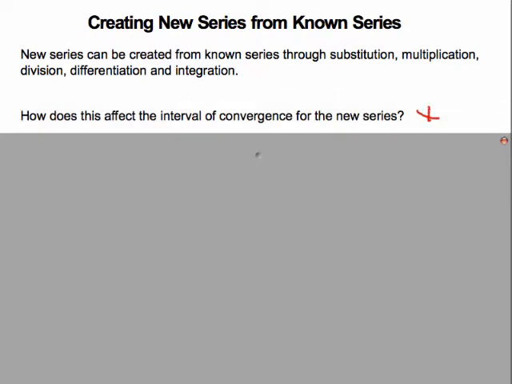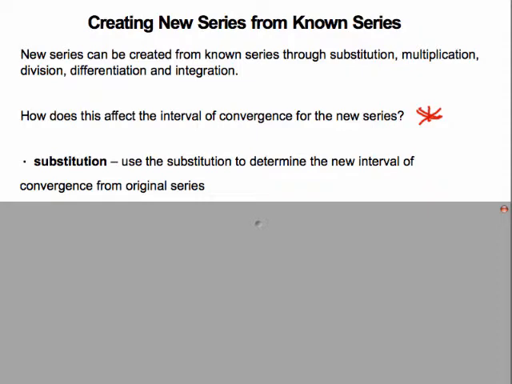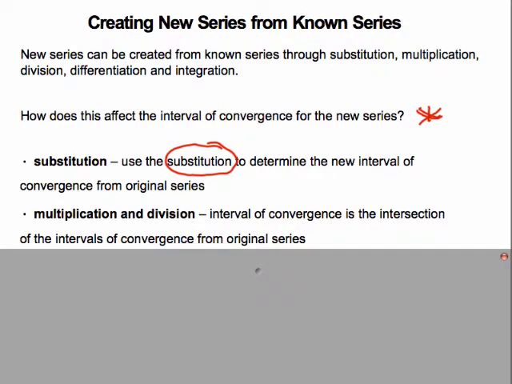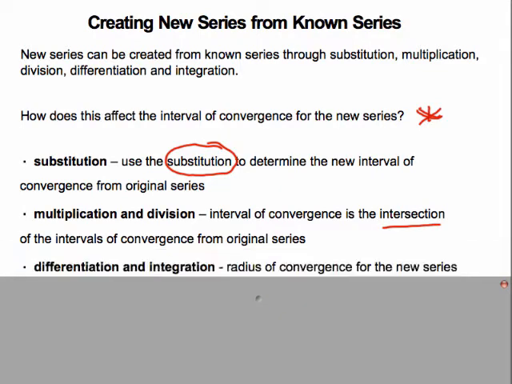The thing you need to keep in mind when you create new series from old is just how does the interval of convergence change? And the answer is it depends what you're doing. If you're substituting, then the new interval of convergence can be found by doing your substitution into the original interval of convergence. If you're multiplying and dividing two known series to create a new one, then the new interval of convergence will be the intersection or the overlap of the original intervals of convergence.